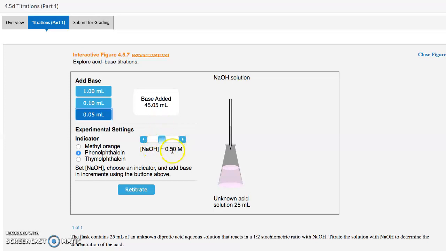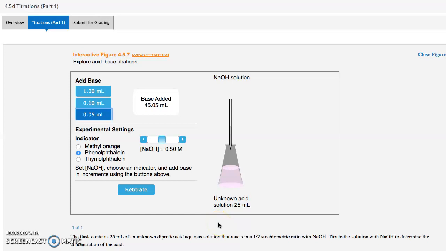And I know the molarity, 0.50. So I can go from milliliters to liters and then use the molarity to get moles of sodium hydroxide. And I know the mole-mole relationship between the sodium hydroxide and this unknown acid from my chemical equation. So that's good. I can get the moles of this acid. Now the question's asking for the molarity of the acid.